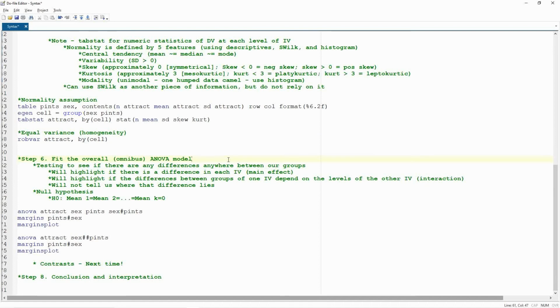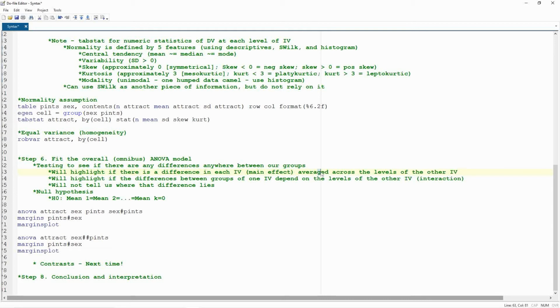So now that we're moving into ANOVA, we need to think about it a bit more critically because we're moving into the two-way ANOVA model, the two-way omnibus. We've spoken a little bit about the technicality, but I just want to bring it back to your attention. This ANOVA model is going to highlight if there are differences within each IV. So this is a main effect, and this is averaged across the levels of the other IV.